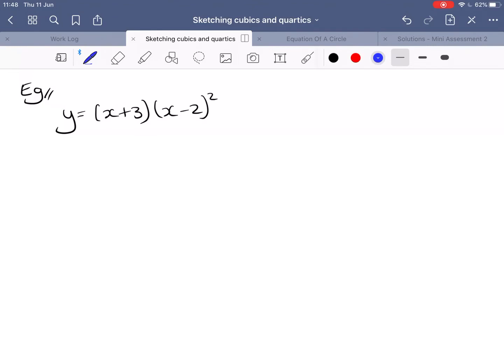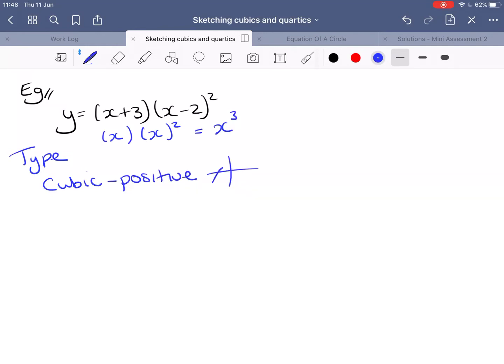So this example is a bit of a funny one, because I've got to decide what type it is. If we think about this, I've got an x in this bracket, and an x squared in that bracket. So it actually becomes an x cubed. So it's a cubic and it's positive. Okay, so if I just remind myself, that looks like that.